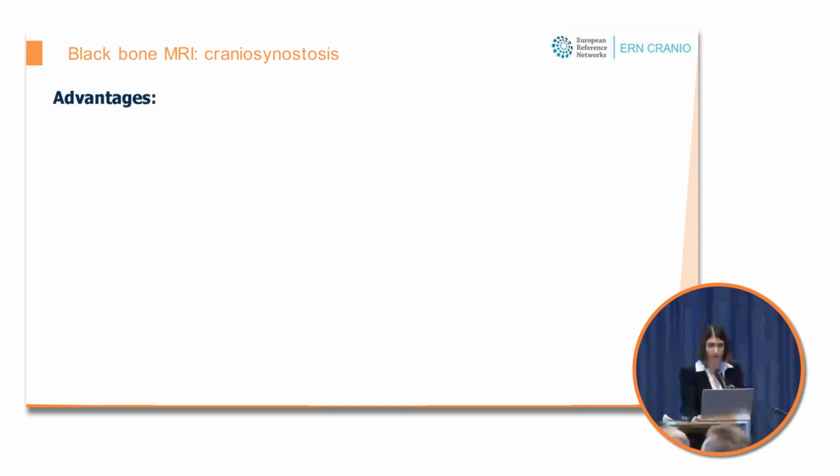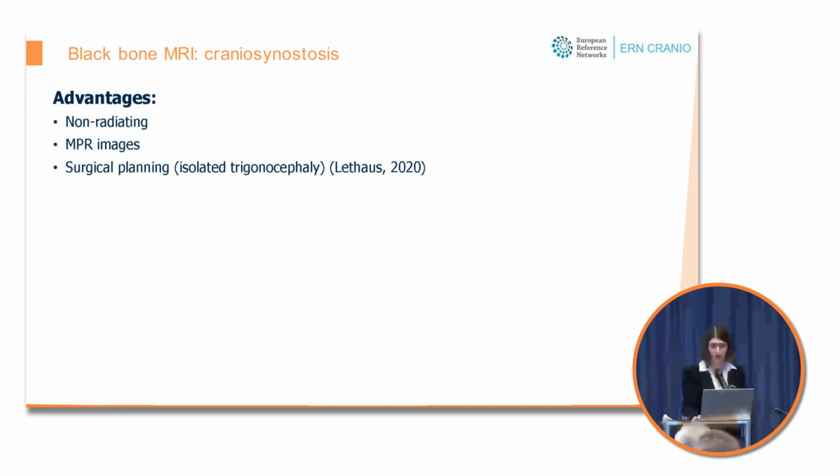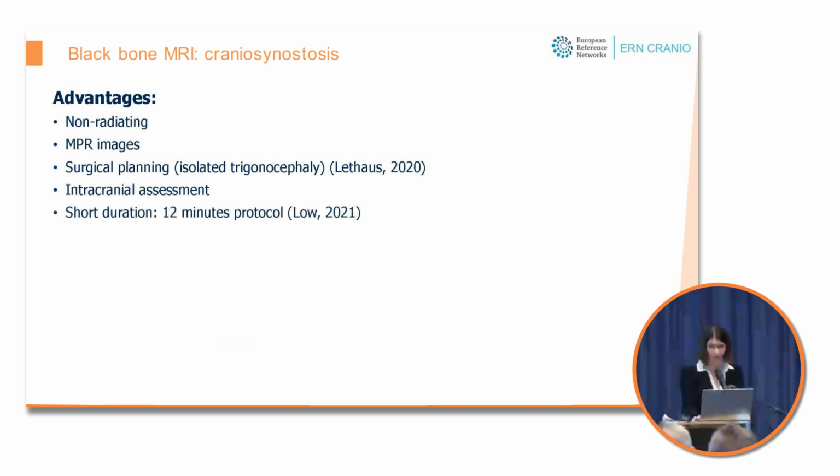An MRI protocol including black bone has several advantages over CT. The first one, it does not radiate like CT does. Then, as it is a three-dimensional isotropic sequence, it allows automatically reconstructing multiplanar images. Black bone models have been used in the surgical planning of patients with isolated trigonocephaly, and the intracranial content can be better depicted within the same MRI examination, while abnormalities might be missed on CT due to the lower parenchymal resolution. Black bone also has a relatively short duration, from 4 to 5 minutes.